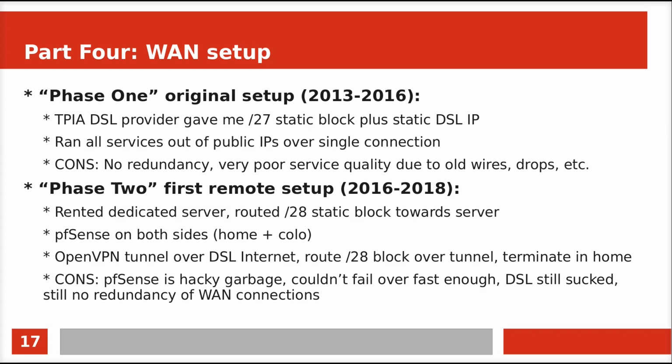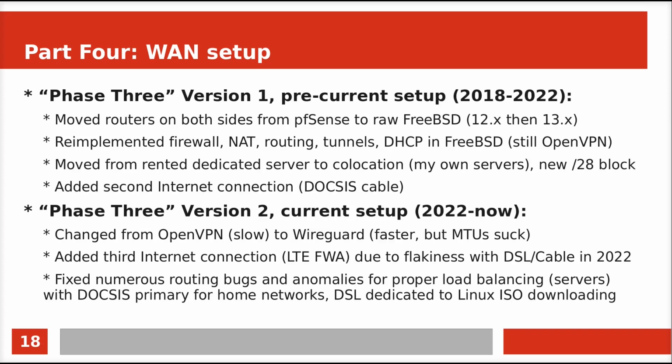And it's because it would be doing things in PHP. It would be doing PHP checks of my WAN interfaces and all this stuff. So it was like, this is not good. I gotta replace this with something else. And sure enough, the other part of phase 2 is I was still just on that one DSL connection. It still sucked. There's still no redundancy of my WAN. So that brought me to the first phase 3, where I had version 1, which was my pre-current setup.